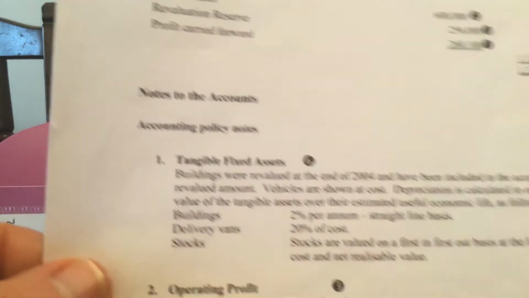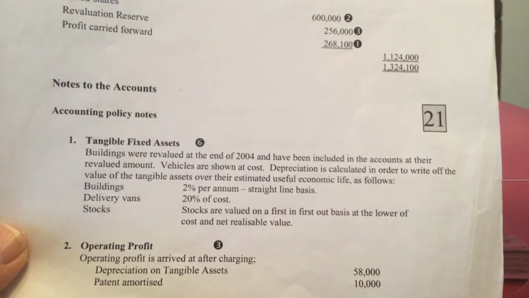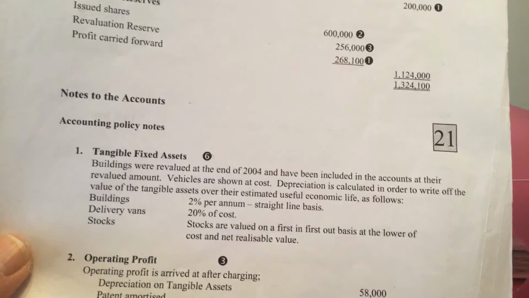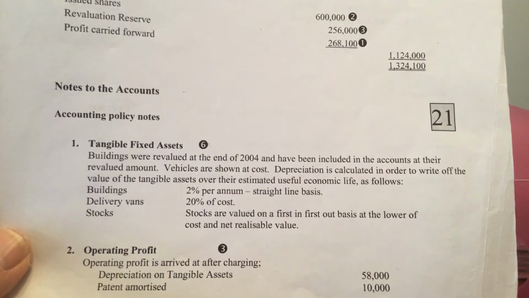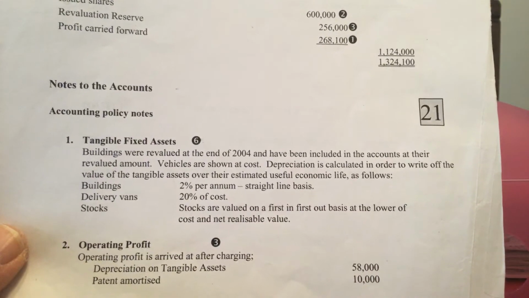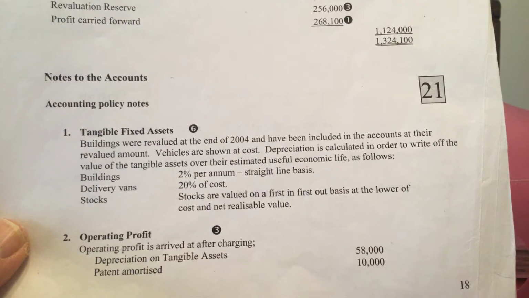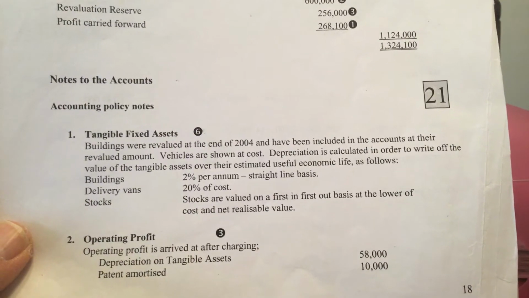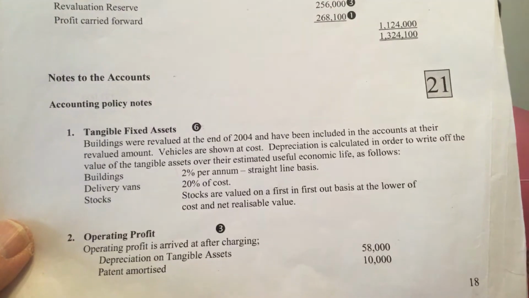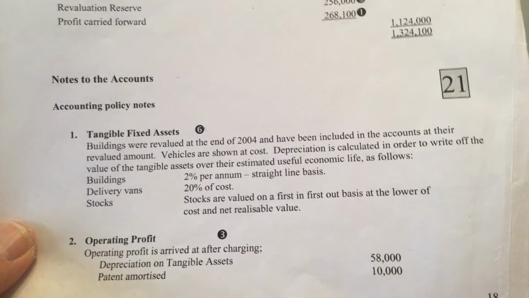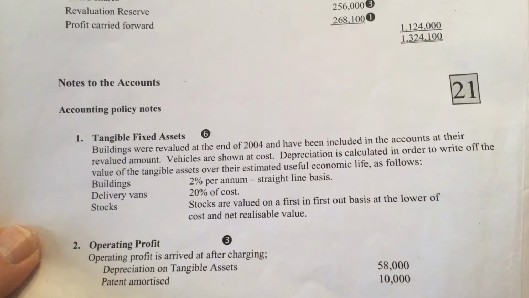So here are the notes that you get. Buildings were revalued at the end of 2004 and have been included in the accounts at their revalued amount. Vehicles are shown at cost. Depreciation is calculated in order to write down the value of tangible assets over their estimated useful life as follows: buildings 2% straight line basis, delivery vans 20%. Stocks are valued on the first in first out basis at lower of cost and net realizable value.